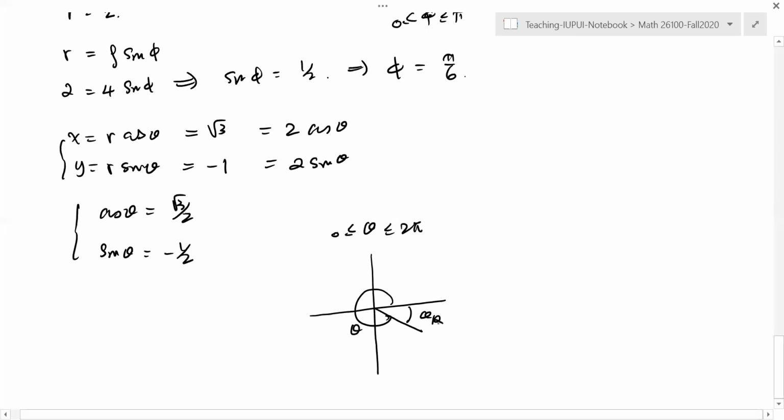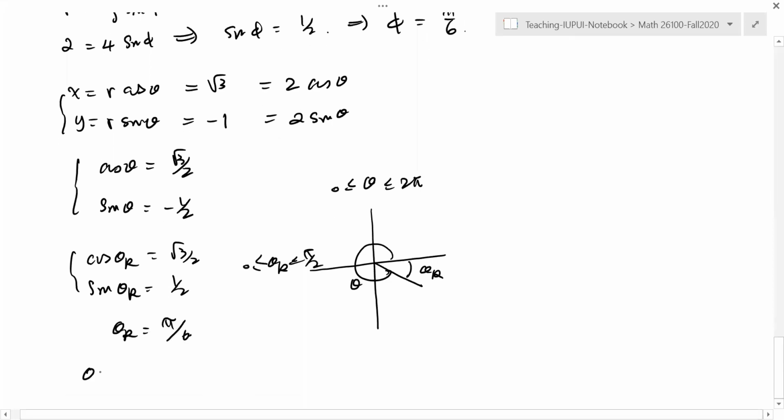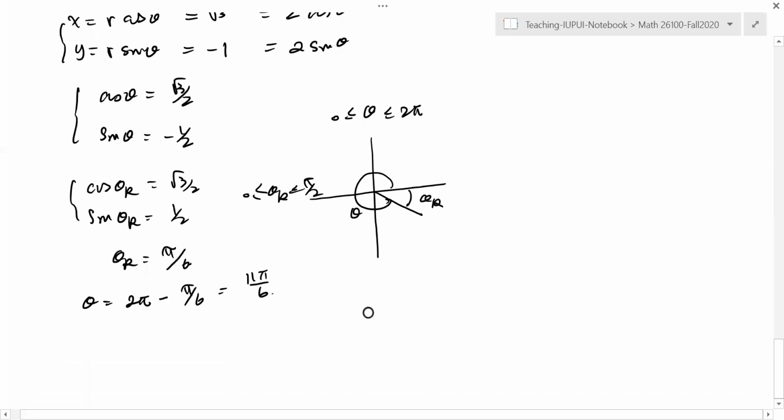How do you solve this equation? You can look at the reference angle: cosine of the reference angle equals this, and sine of the reference angle is positive. The reference angle is always between 0 and pi over 2, so there's a unique angle here. So theta equals 2 pi minus the reference angle, so it's 11 pi over 6. So that is theta.